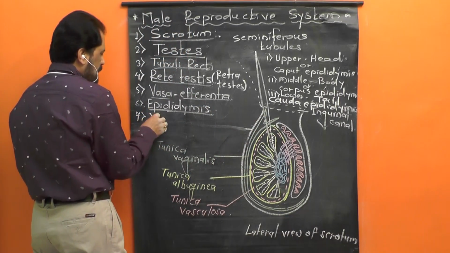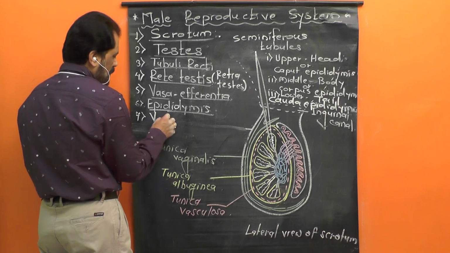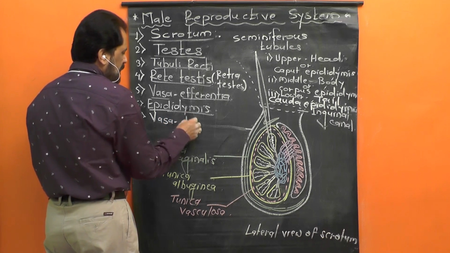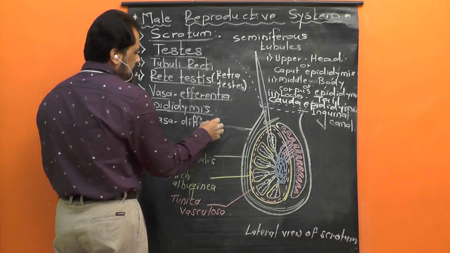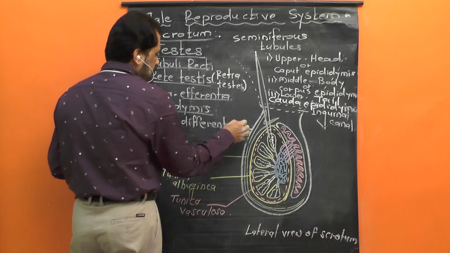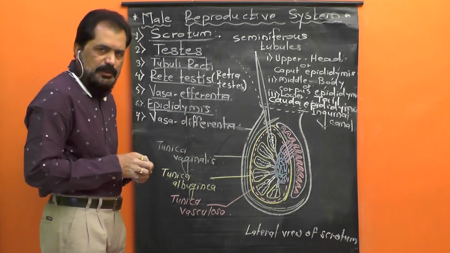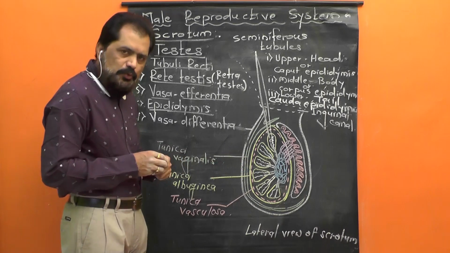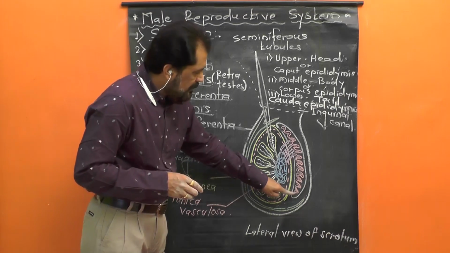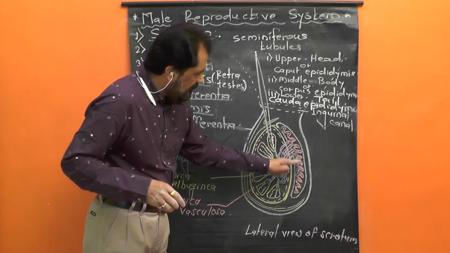And next one is vas deferens or plural Vasa Deferentia. Here I am going to show you that this is the posterior end of epididymis.